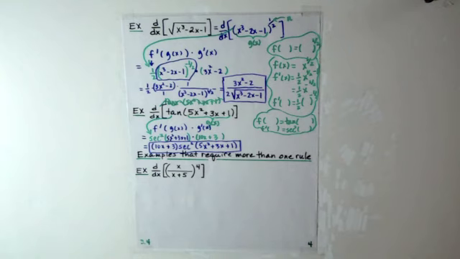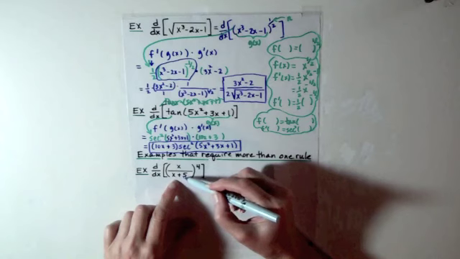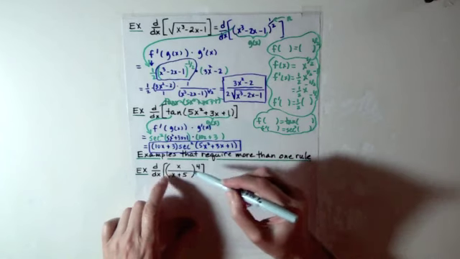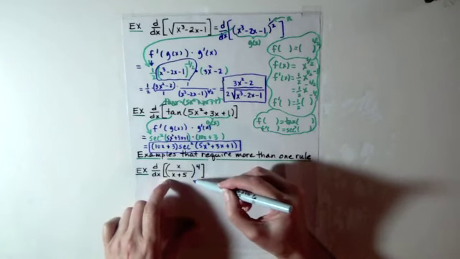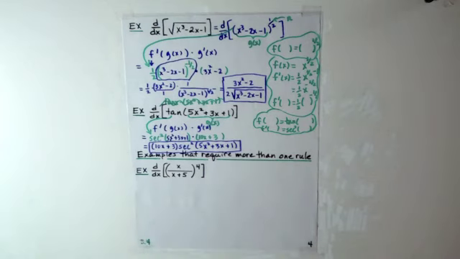Okay, well, let's look at a specific example here. Here I'm asked to find the derivative of x over x plus 5, so it's this fractional expression, all raised to the 4th power. So I have to think about what rules I'm going to encounter as I start to take the derivative of all of this.